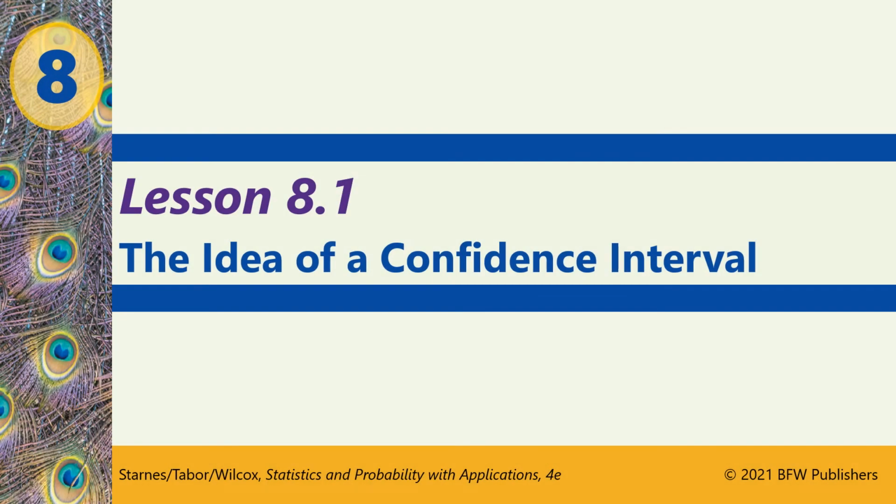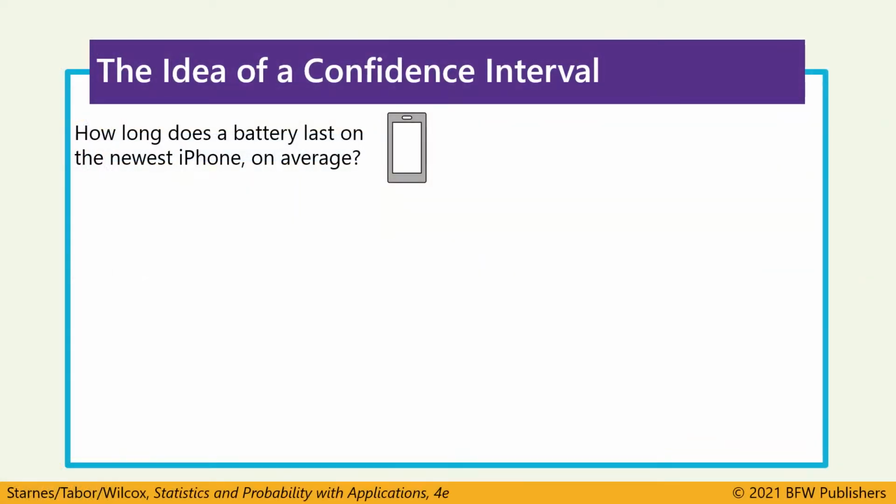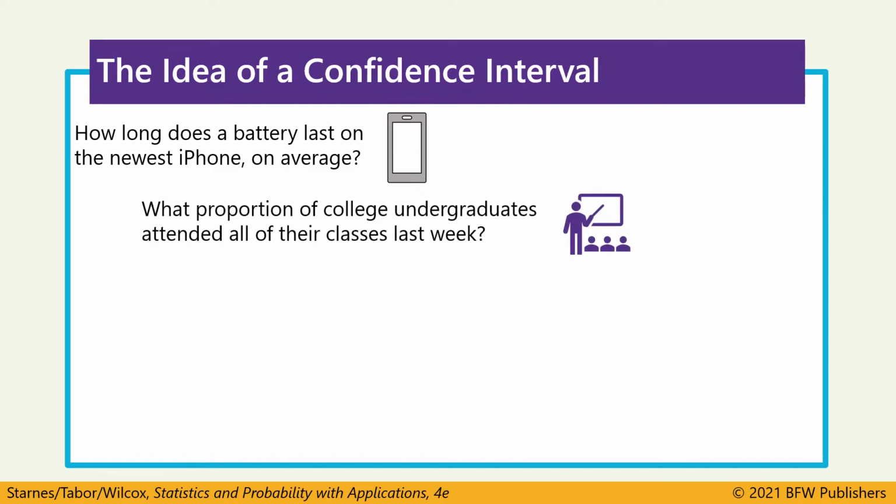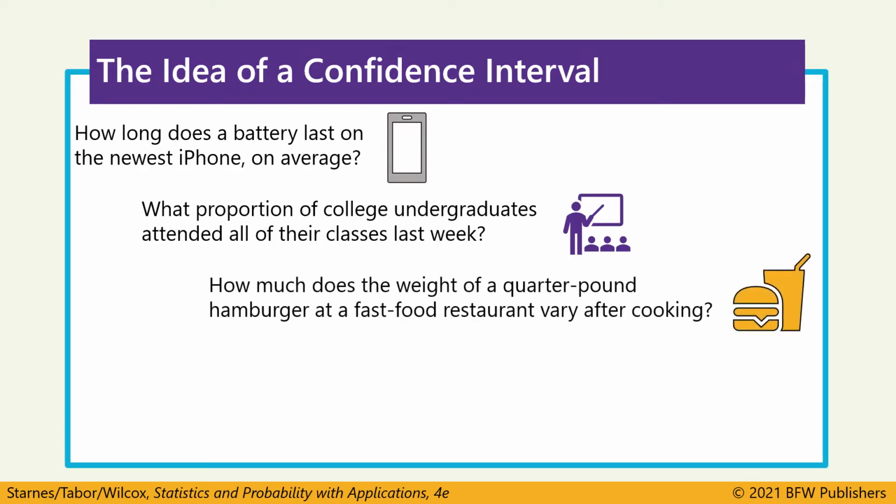Lesson 8.1, the idea of a confidence interval. Oftentimes in statistics, we want to answer questions about population parameters, such as how long does a battery last on the newest iPhone on average, or what proportion of college undergraduates attended all of their classes last week, or maybe how much the weight of a quarter-pound hamburger varies after cooking.